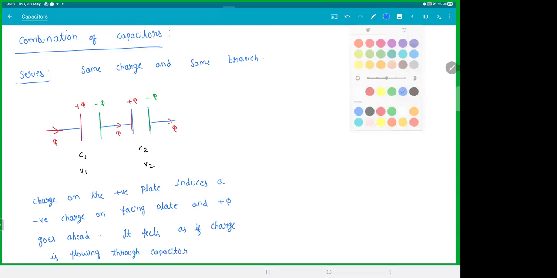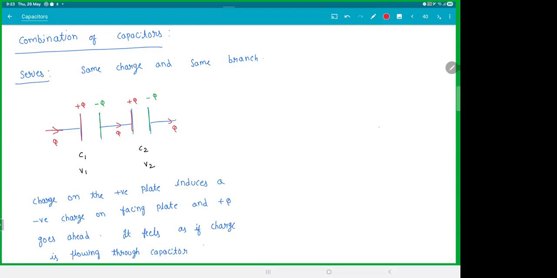So be careful with that. The charge will never jump between the plates.